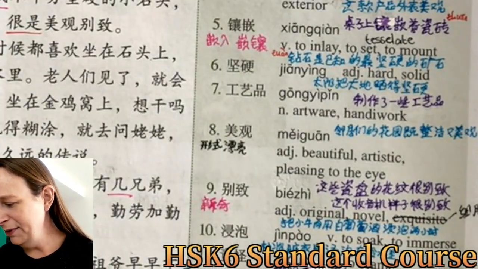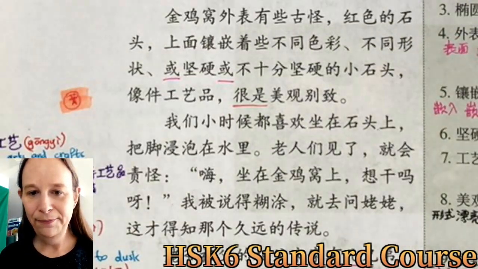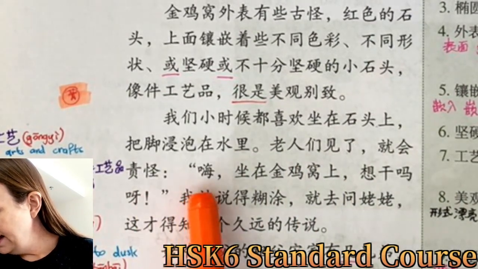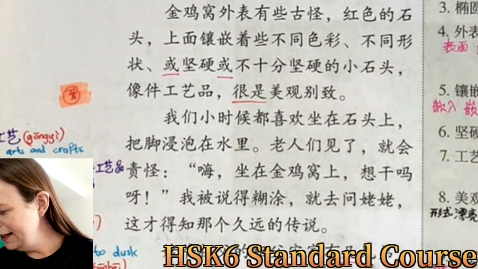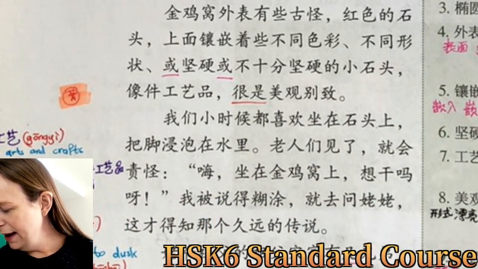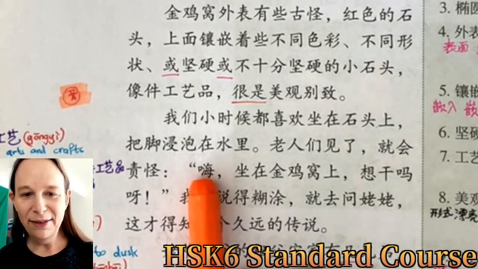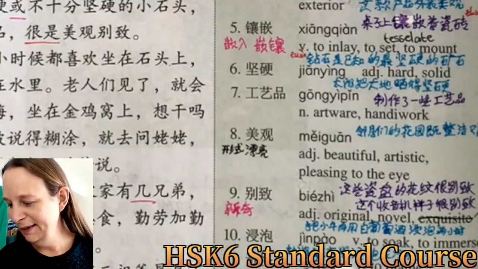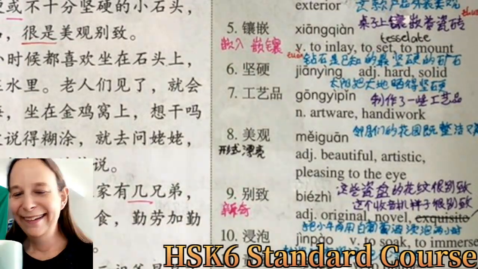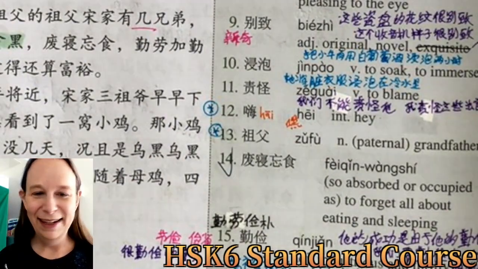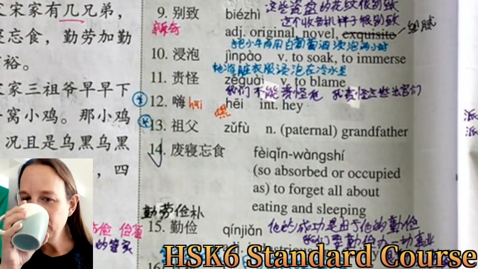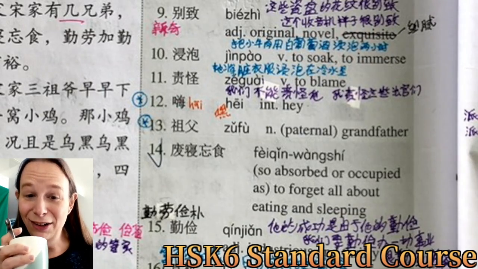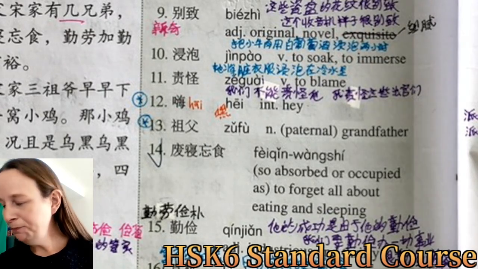I think they want, so what is the context? 见了就会责怪. Hi, 坐在金鸡窝上，想干嘛呀? It should be the other character. It should be this character. Yeah, I don't think that's correct. Anyway, it's really unimportant. With hey, it's just a grunting sound of various grunting sounds. There is a lot of them.